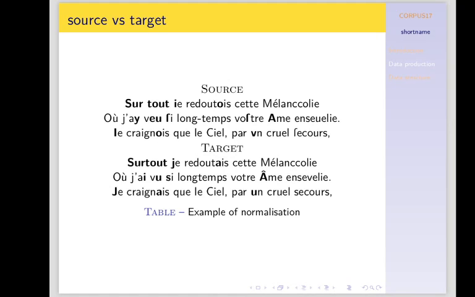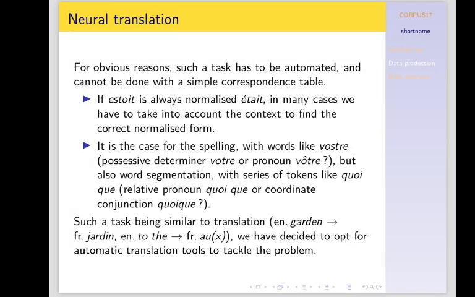The process is the following. We need to modify and check the agglutination, the segmentation of words, correct certain letters like the long S that have disappeared, and we need to correct the spelling with the diacritics and add some accents. Follow an example here. And to do that, we have decided to go for neural translation.